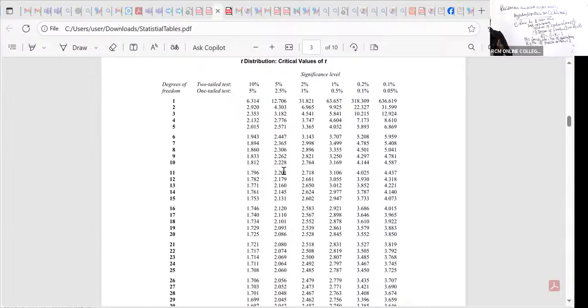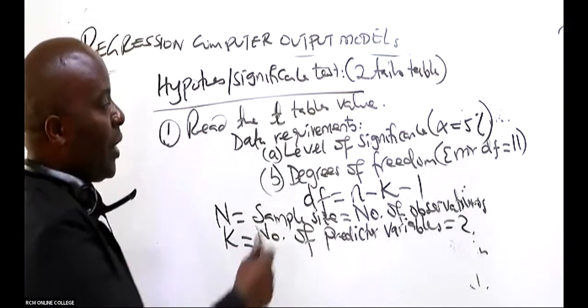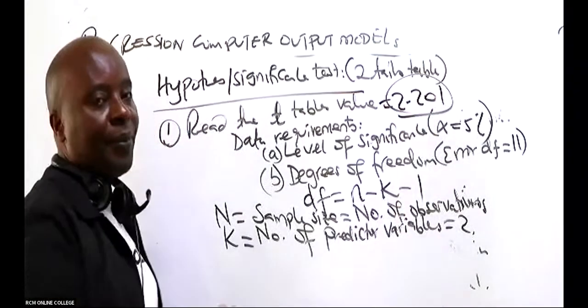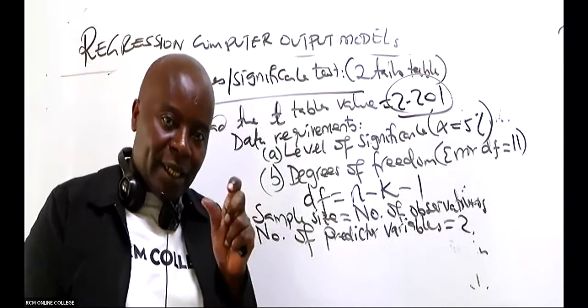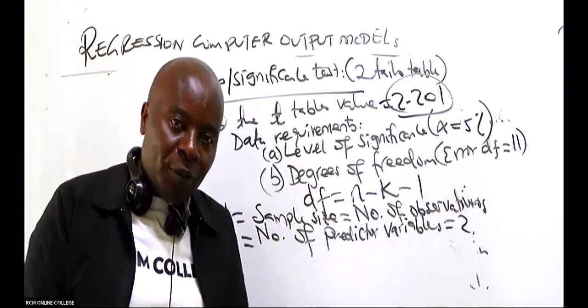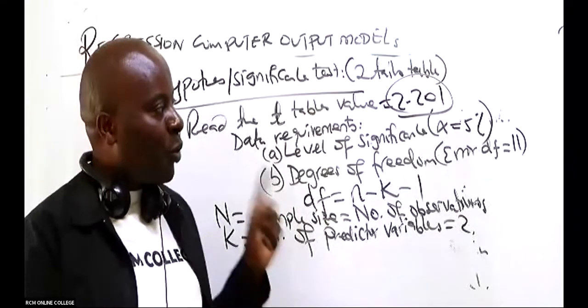Don't worry about that, I'll show you. Our level of significance is 5%, and we are carrying out 2 tail, so we have here 2.201. So the T table is here. Reading the T table's value, we see it is 2 point something. Don't just write this the way it is, I'll show you how to get it. Remember, we have 5% under 2 tails, and then you go down with the degrees of freedom, 11. You'll be able to see that 2.201.